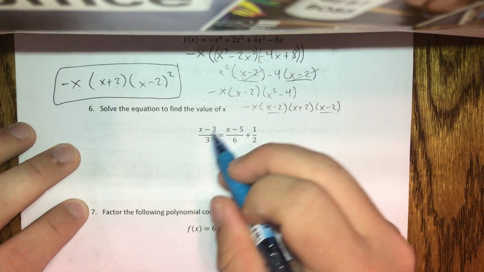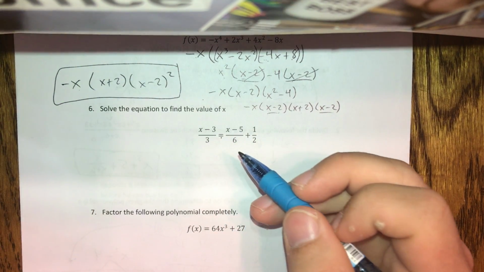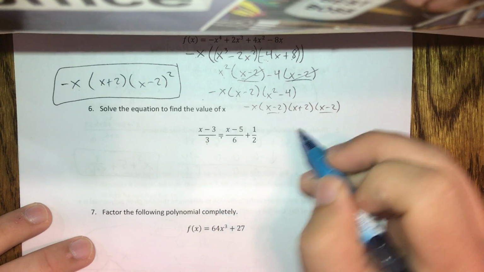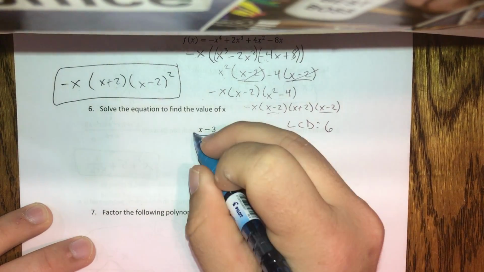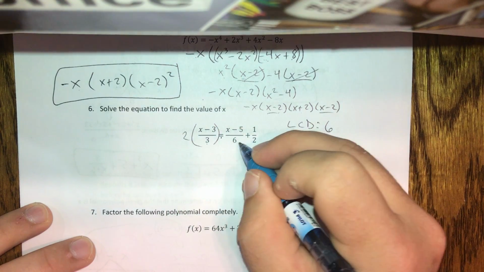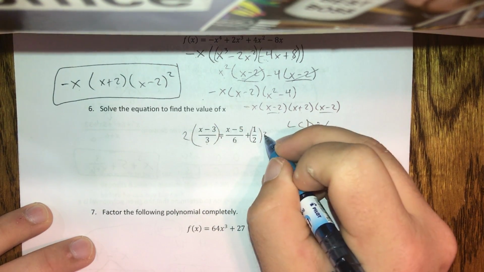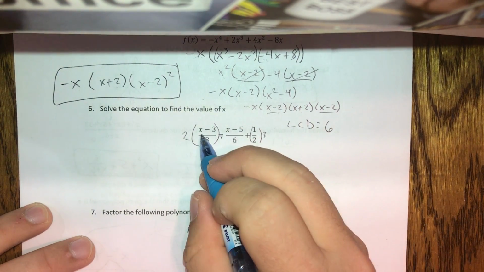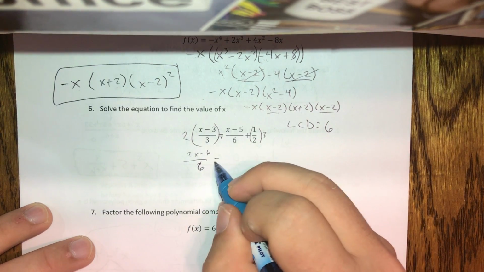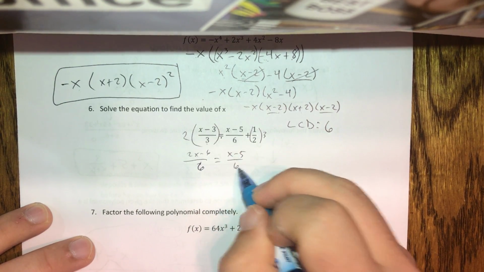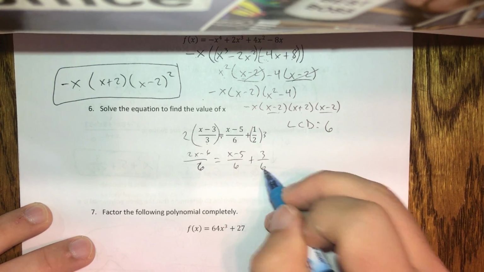Anytime you're adding or subtracting or solving with equals, you have to get a common denominator. So my LCD on this one, the least common denominator, is going to be 6. And so we're going to multiply this fraction by 2. This fraction is already good, and this fraction by 3. And so it becomes 2x minus 6 over 6 equals x minus 5 over 6 plus 3 over 6.